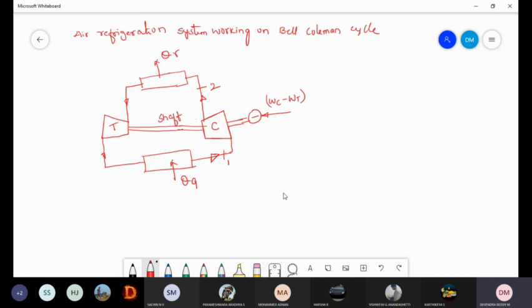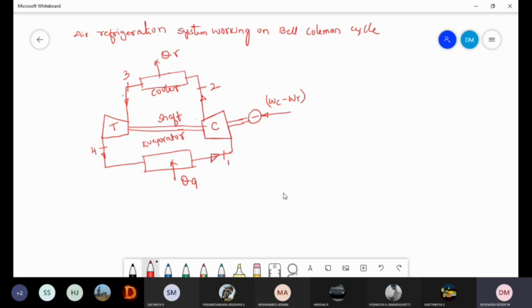And what is 2 to 3? This is cooler. Normally this is heat removal process by the condenser, that is QR. And what is 3 to 4? Adiabatic expansion by turbine. And again from 4 to 1, QA, heat absorption. This is called as evaporator.